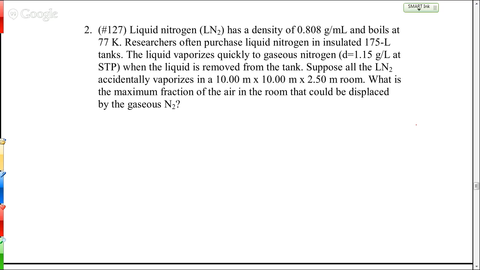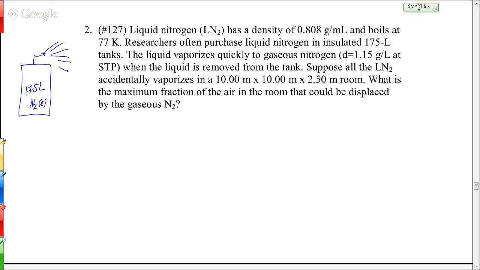So what you want to do here is realize you've got this big tank, 175 liters, and it's filled with nitrogen in a liquid phase. And if that were to all evaporate, you would still have the same amount of nitrogen, but now it's in a gas phase instead of a liquid phase. And that's the idea that it's filling the room.